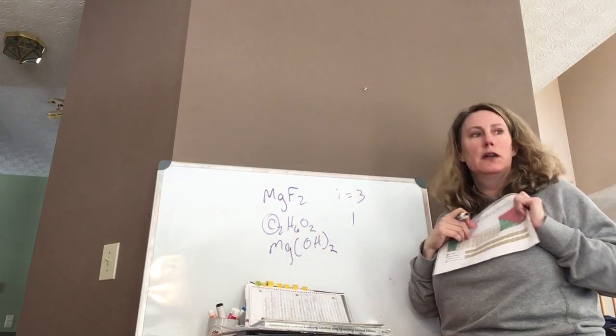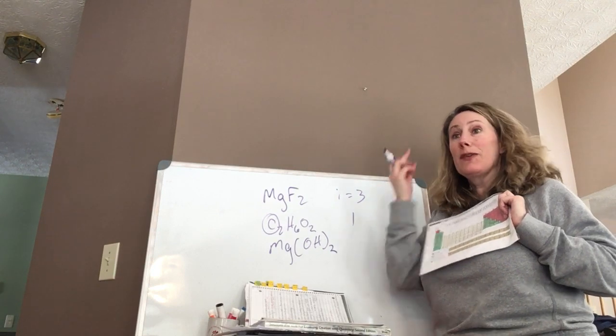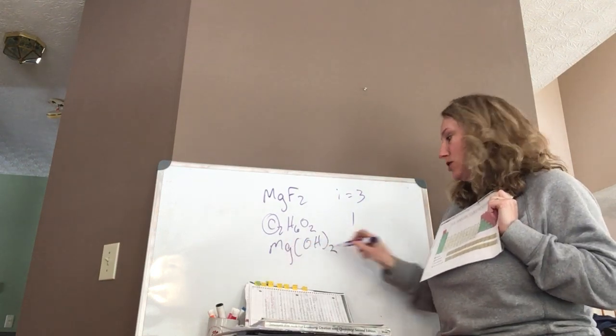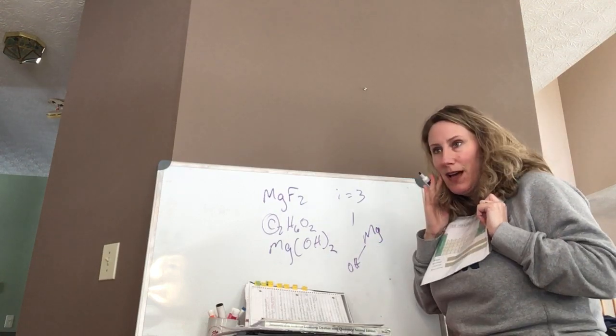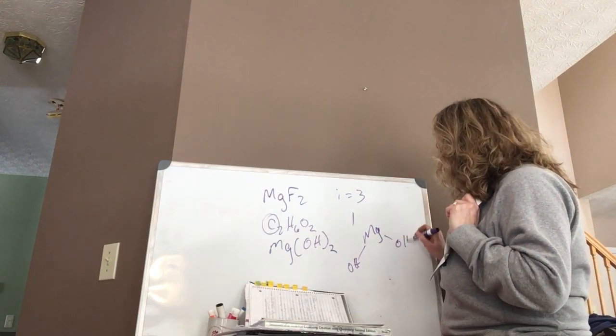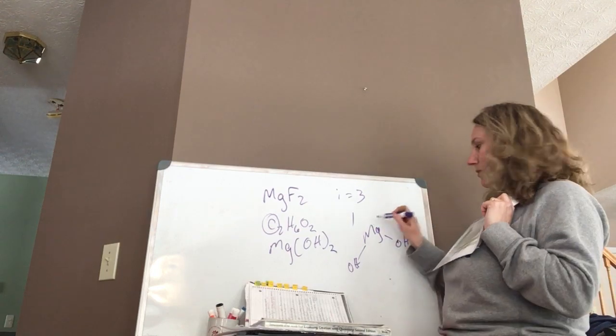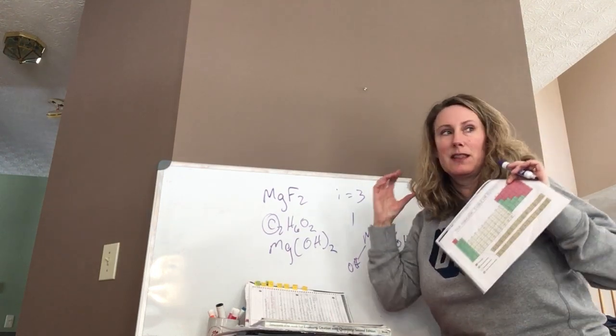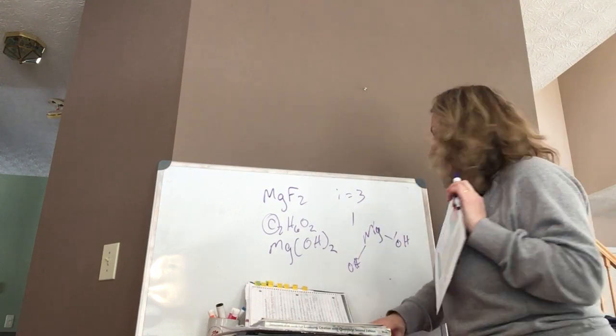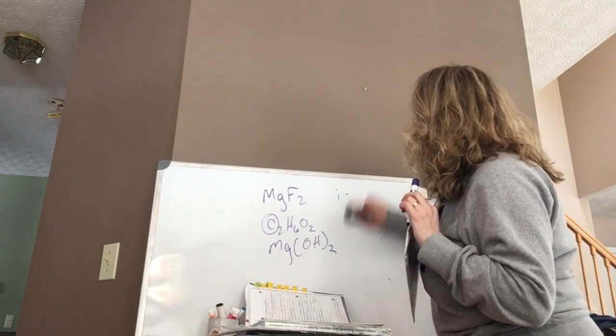How about Mg(OH)2? 3, because it's going to be a Mg, and it's going to have an OH group, which is a polyatomic ion that you've memorized. Here's 1, 2, 3. It breaks into 3 pieces. If it's got parentheses, the thing inside the parentheses doesn't break apart. Okay?